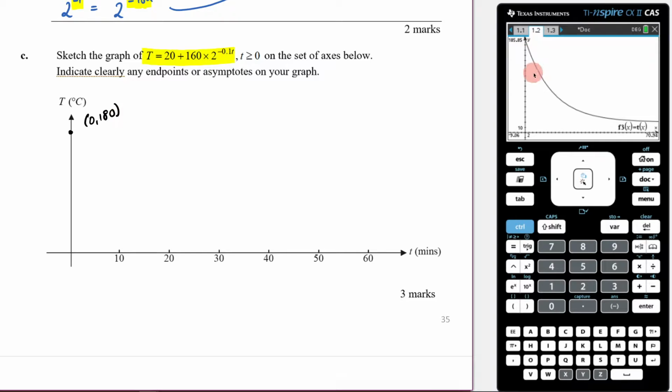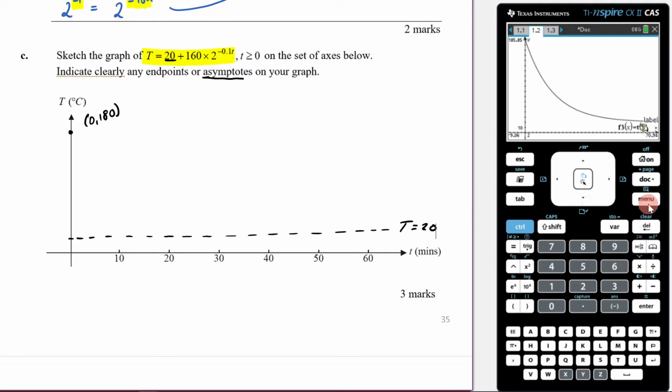I know the general shape that it's going to take, but another thing that I want to make sure I put in is the asymptote. The asymptote is going to exist at 20 here. So let me put in a line there. This will be t is equal to 20, because as you can see here, this is my t-axis.